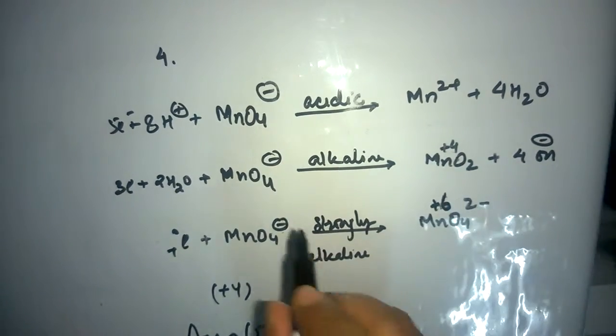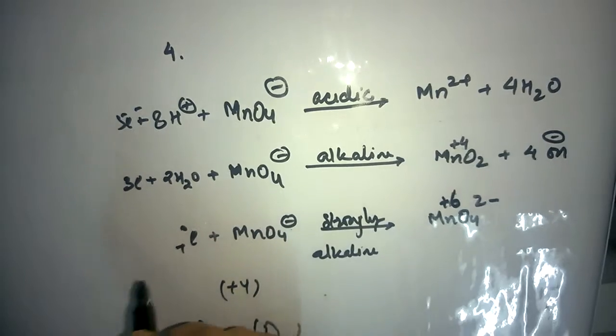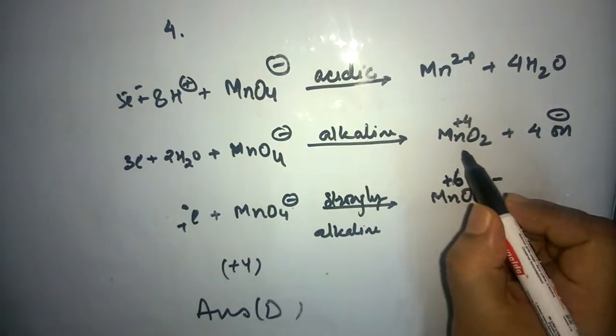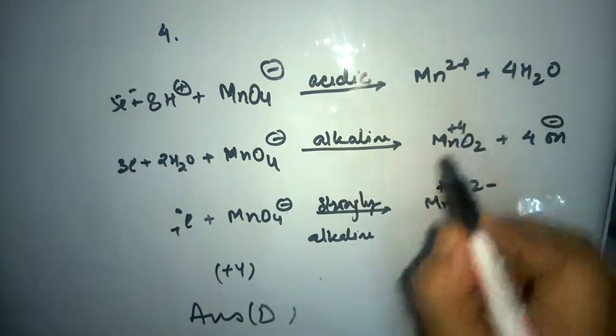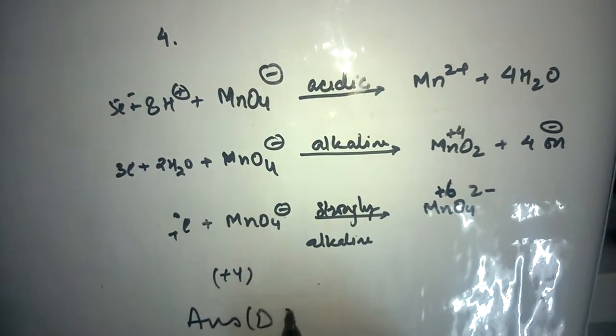So as per the question, hydrogen peroxide is oxidized by permanganate ion in alkaline medium, and therefore MnO2 is formed from permanganate ion, and the oxidation state of manganese in the reduced product is +4. Therefore the answer will be D.